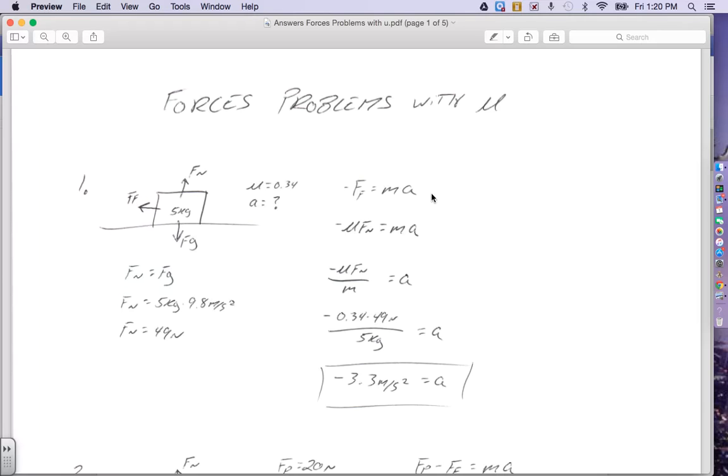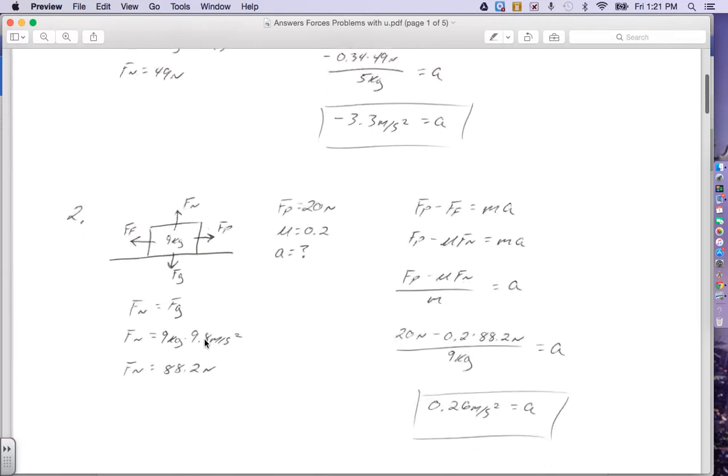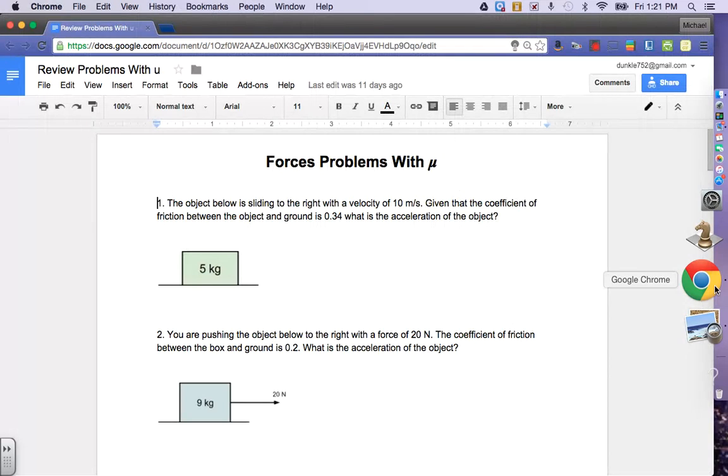So as we said earlier, friction, negative friction, because it's going to the left, equals ma. Well, friction is the coefficient of friction times the normal force. We have the coefficient of friction, it's 0.34. We have the normal force, we just solved for it, which is 49 newtons, and we're trying to solve for A. So let's just divide the mass over to the left, which is why it's in the denominator now. And now we can just plug in our numbers. The coefficient, 0.34, the normal force 49, and m is 5 kilograms. All that equals A, and when we plug in our numbers into our calculator, we get negative 3.3 meters per second squared for acceleration.